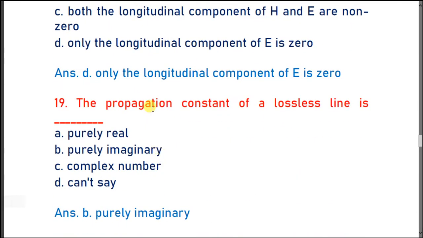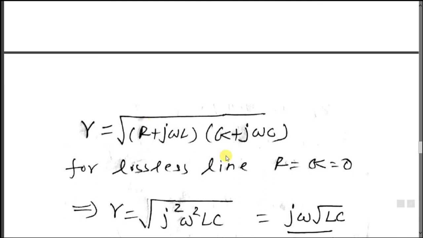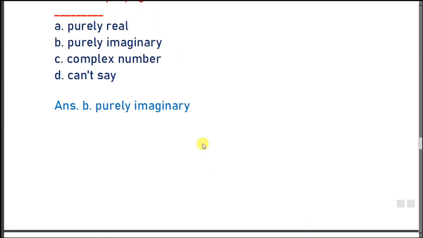The propagation constant of a lossless line is dash. You know the equation of the propagation constant: it is equal to the square root of (R plus j omega L) multiplied by (G plus j omega C). For a lossless line, resistance R is equal to 0, as well as conductance G is equal to 0. So if you put that in, the propagation constant is equal to the square root of j squared omega squared LC, so j omega root LC, and j represents an imaginary number. So the answer is B, pure imaginary.